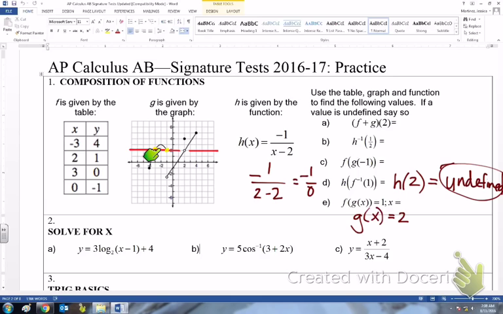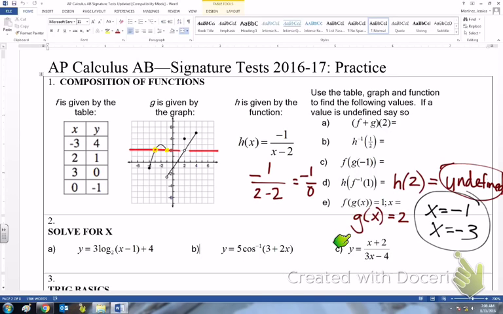So these are the only 2 points I care about. So there's actually 2 x values that would make this true. The first x value is at negative 1, and the second x value is at negative 3. So there's 2 answers to this one. The answers are x equals negative 1 and x equals negative 3. So that would be the 2 answers to this.